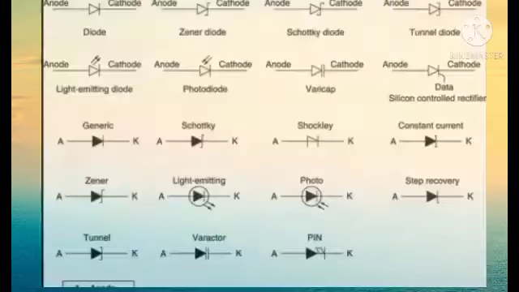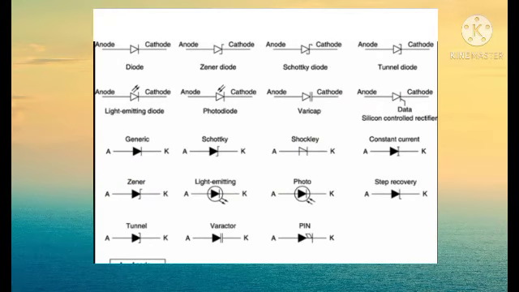But there are different types of diodes available like tunnel diode, Schottky diode, constant current diode, Zener diode, light emitting diode, photodiode, varactor diode, PIN diode. These different kinds of diodes are available. Figure shows the symbol of different types of diodes.